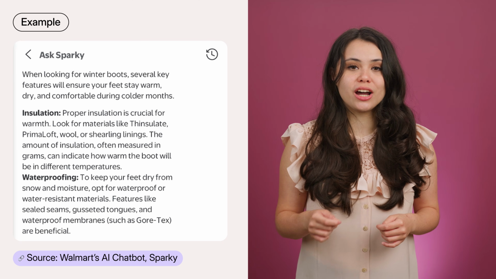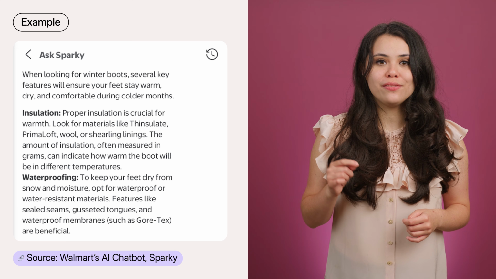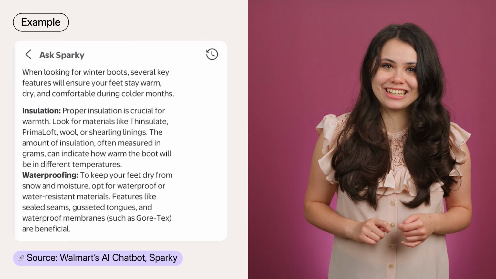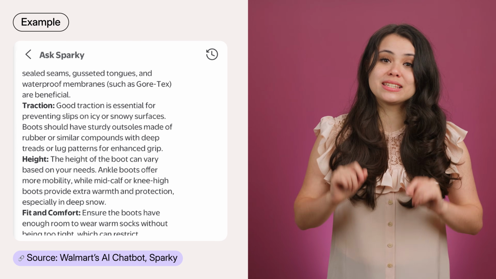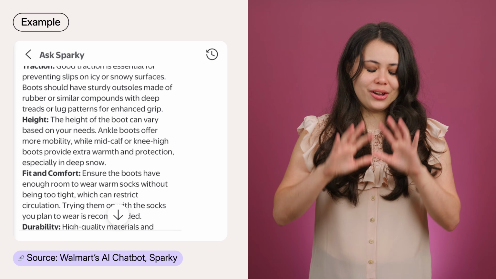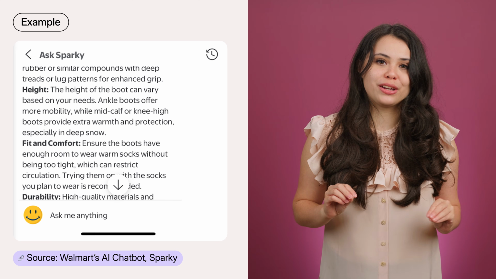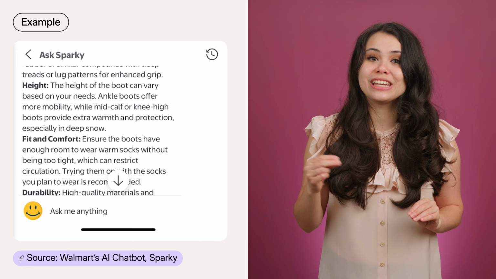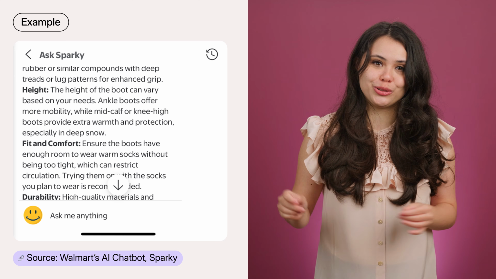This is a response I got from Sparky, Walmart's AI chatbot. You might have noticed that this chatbot also has a concision problem, something that is especially annoying since this is a mobile-only chatbot. Okay, anyways, side rant over. This response from Sparky opens by saying there are several key features that will ensure your feet stay warm, dry, and comfortable during colder months.